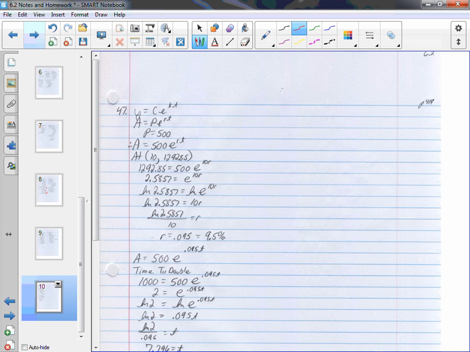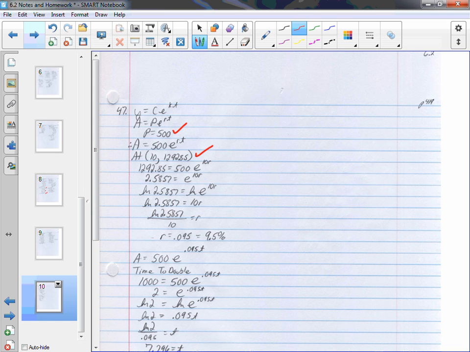it says complete the table for a savings account in which interest is compounded continuously. So they're telling us to use y equals c e to the kt, which I'm going to convert to A equals P e to the rt, just because that way we know what all those constants stand for. Okay? And on 47, our initial investment is $500. So P is 500, and the amount after 10 years is $1,292.85.